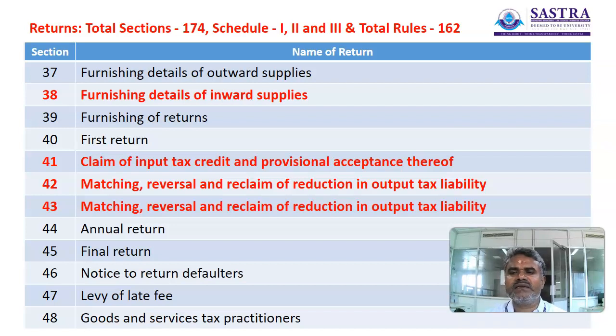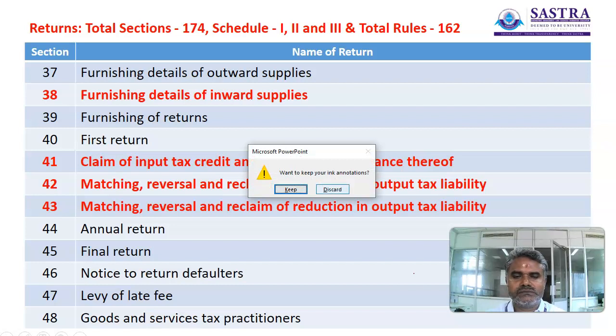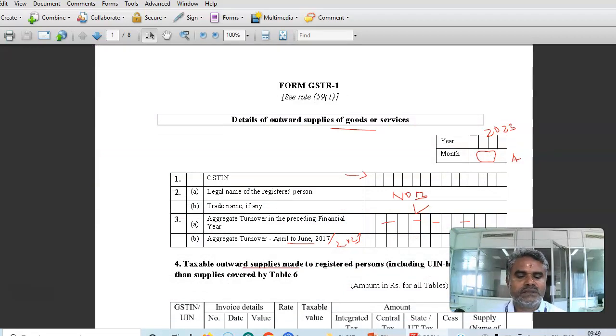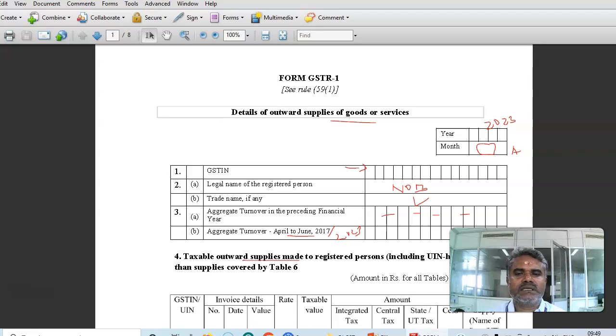Okay, and section 38 is furnishing details of inward supplies, GSTR-2, and furnishing return GSTR-3B is called section 39. Now I'll show the returns to you. This is GSTR-1. This return is for details of outward supply of goods or services.